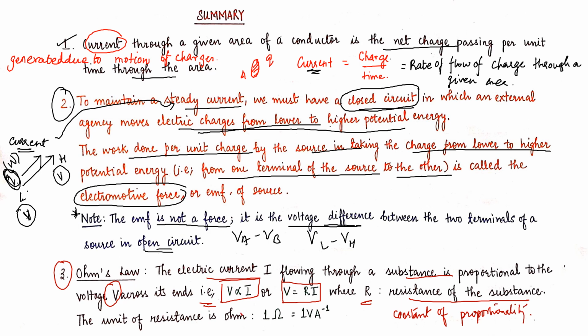The unit of resistance is ohm. It is written as a capital omega, or we can write it as 1 volt per ampere, because V equals R I, then R equals V upon I. So if we know the value of either the voltage or resistance, we can find the value for current, or vice versa. If we know two things here, we can find the third with this relation.